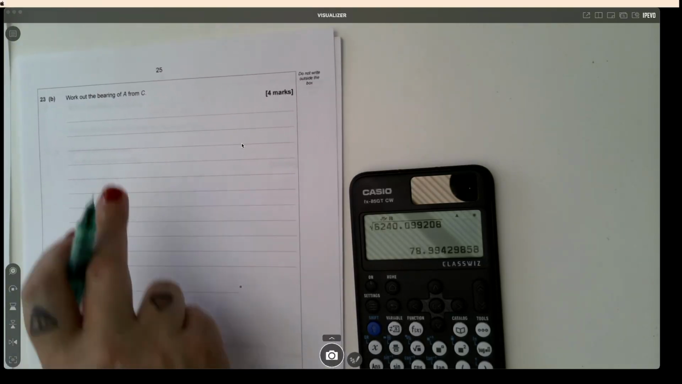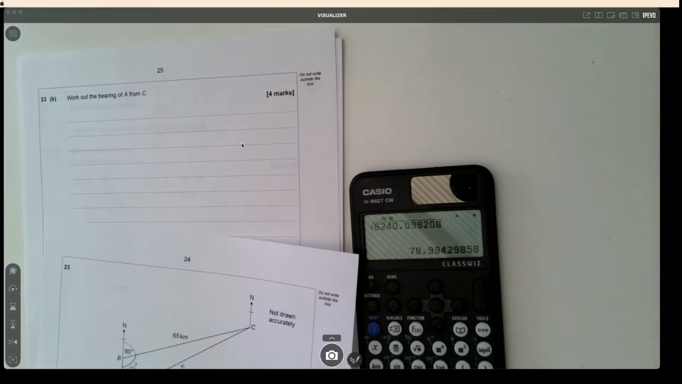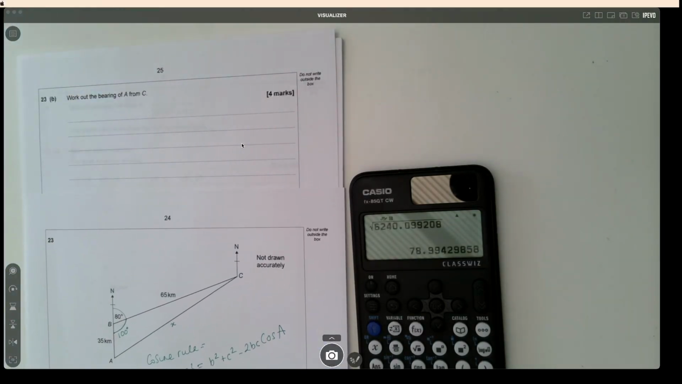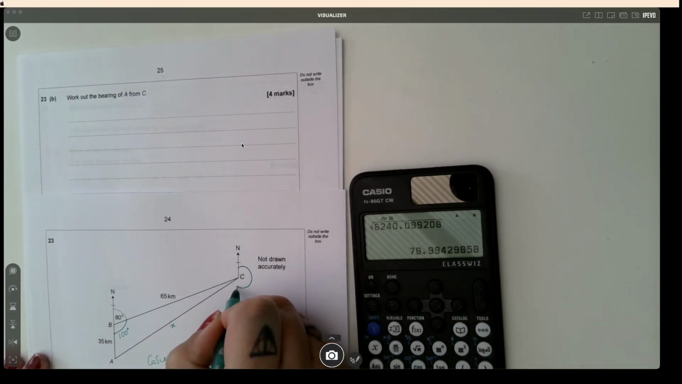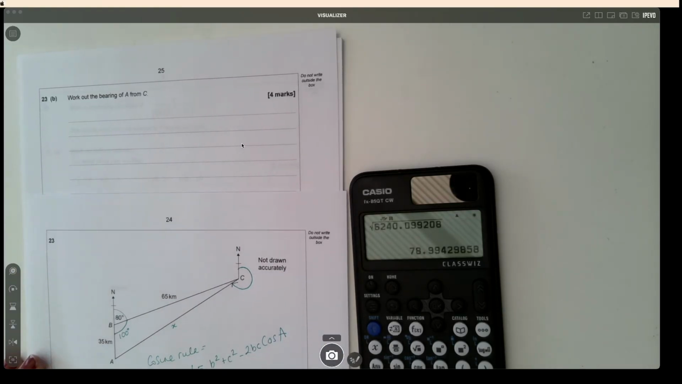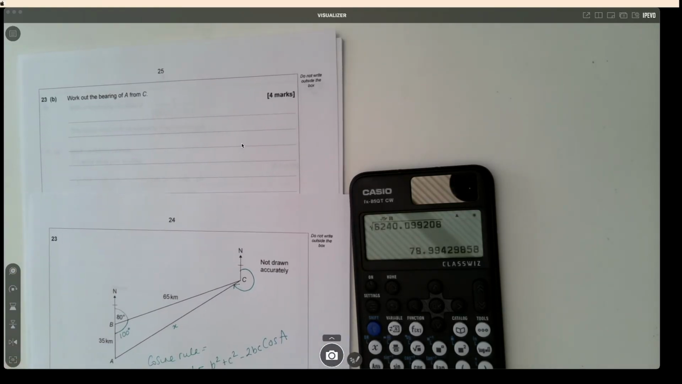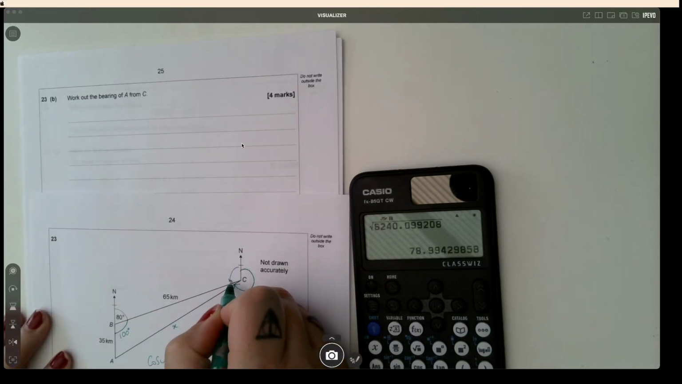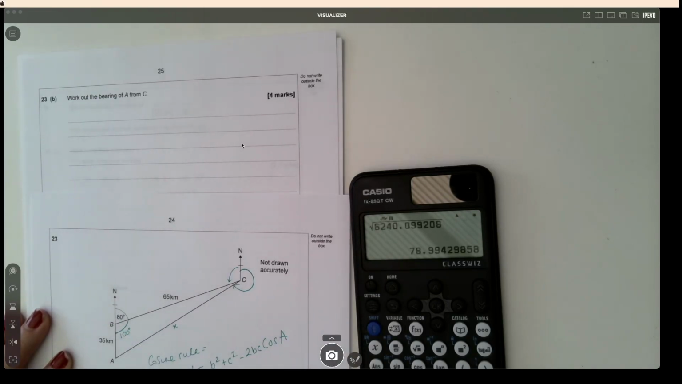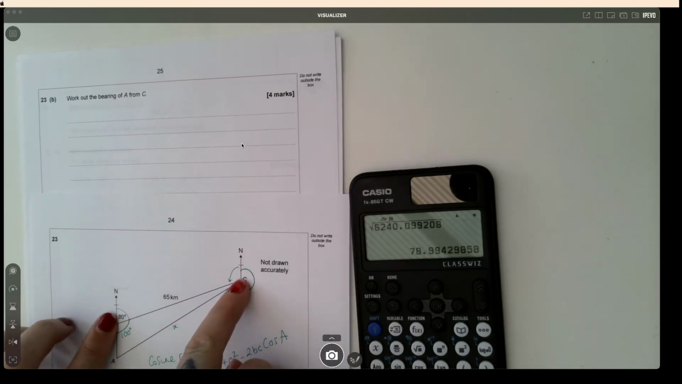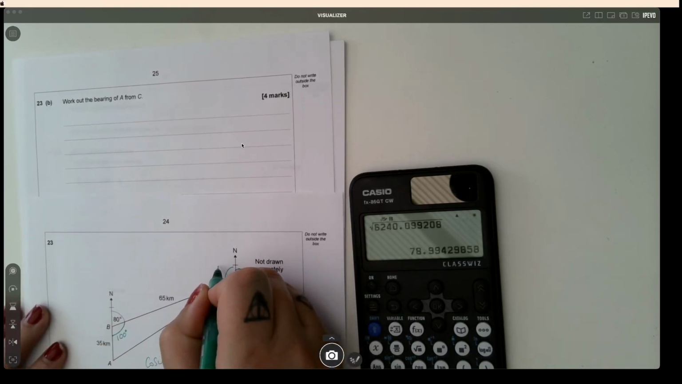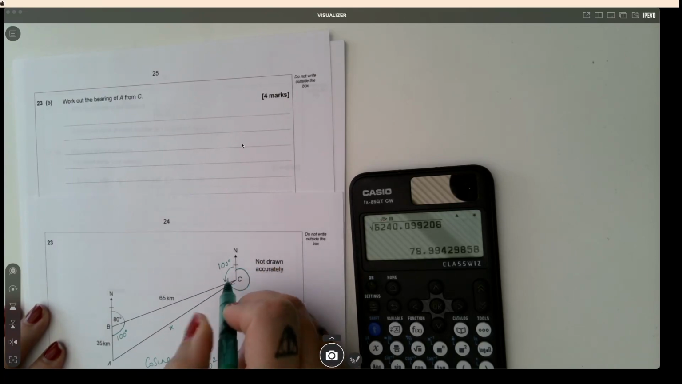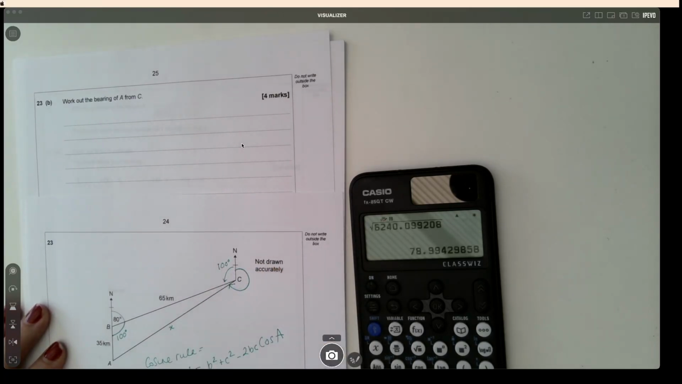23b, work out the bearing of A from C. So we need this diagram with us again here. So we want the bearing of A from C. So we're looking for this angle here. We're starting at C, working our way round to A. So we're going to have to use some angle facts here. The first angle fact we're going to have to use is that these two angles here are co-interior angles because of those parallel lines, those parallel north lines. So they should add to 180 degrees. So 180 take away 80 tells us that this angle here is 100 degrees.